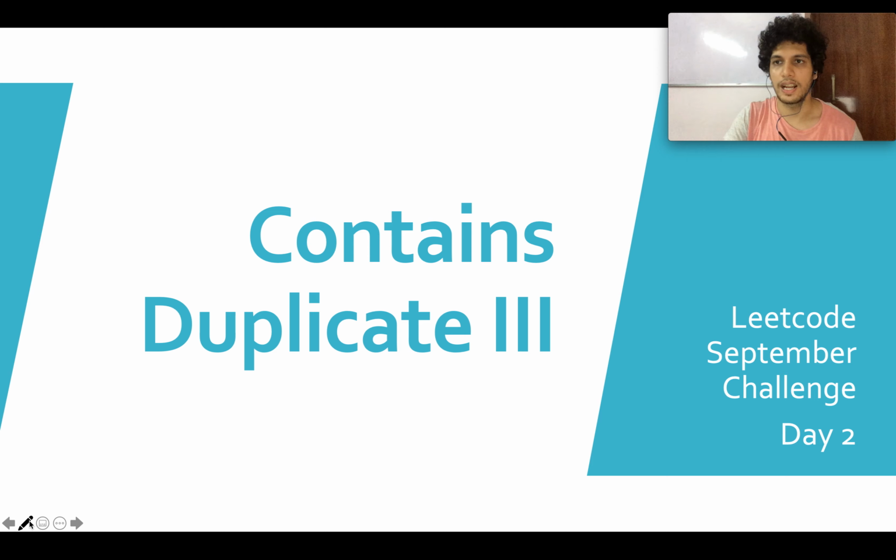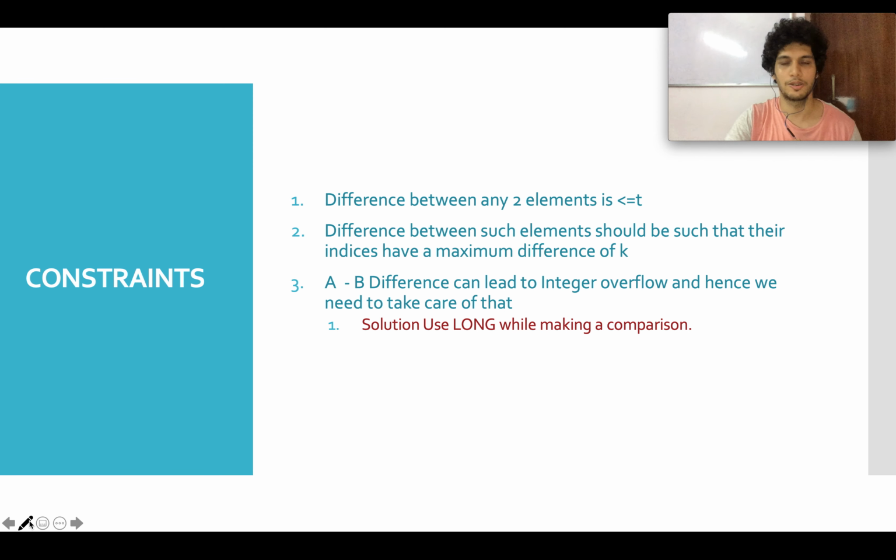So this is the slideshow that I have created. There were two constraints given upfront in the question. There was another hidden constraint, but you need to be a little observant to notice it. The first constraint is that the difference between any two elements is less than or equal to t. The other is that the indices of the elements must have a maximum difference of k, less than or equal to k. This was also given upfront.